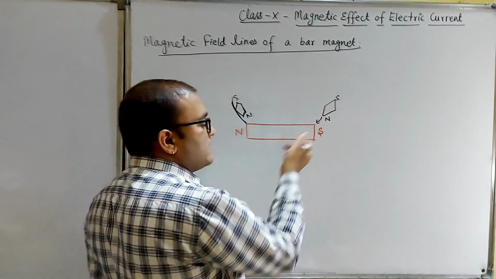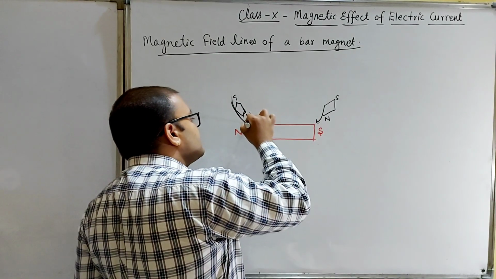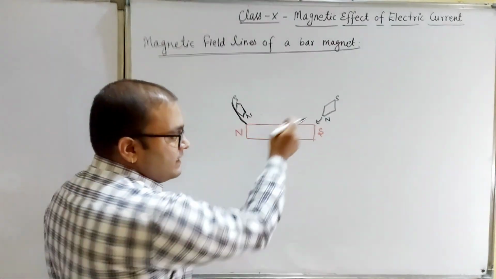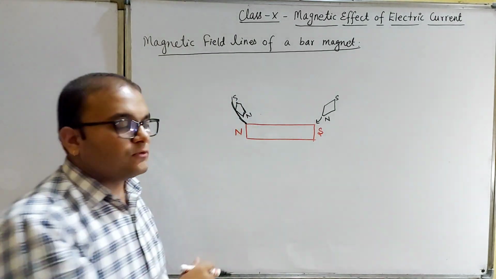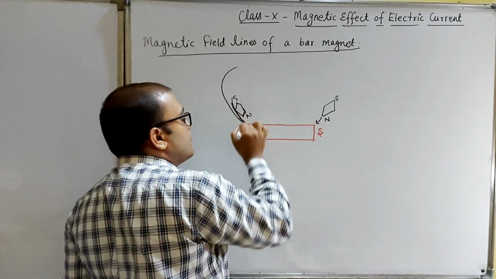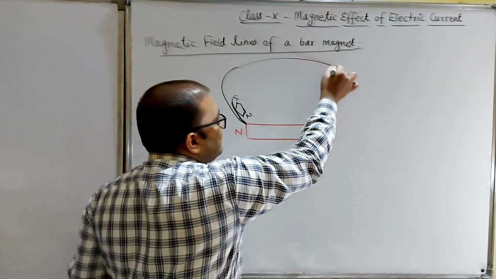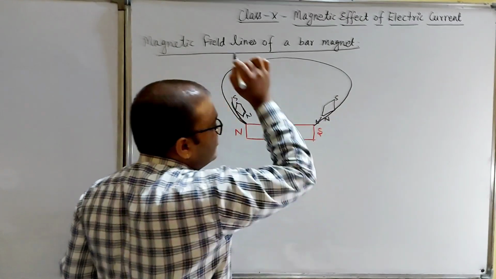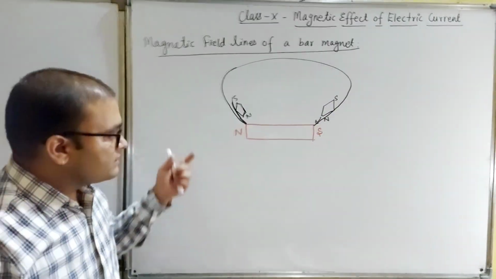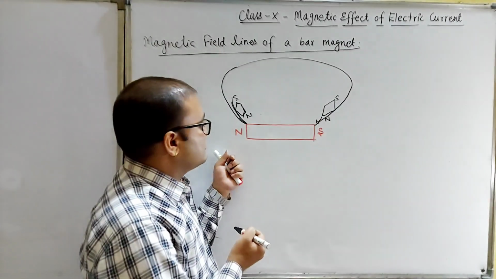So what will be the magnetic field lines? Magnetic field lines will be like this. From here it will repel the north pole, and at this end it will attract the north pole. It means magnetic field lines will emerge from the north pole of the bar magnet, and come to the south pole of the bar magnet. We will draw it again properly. Just now we are understanding the topic.